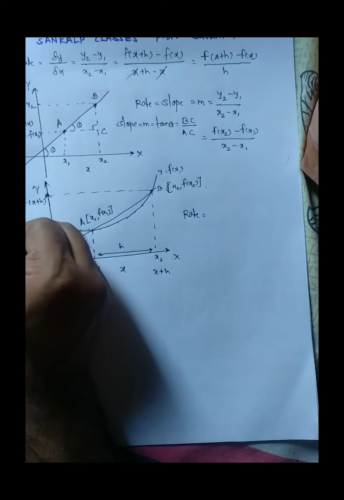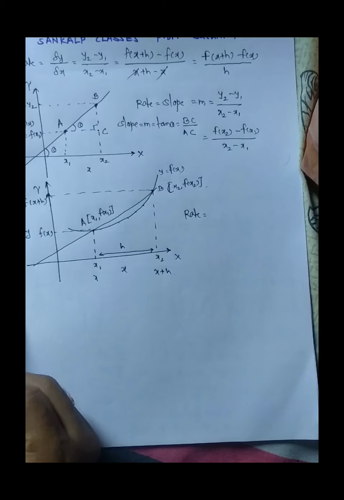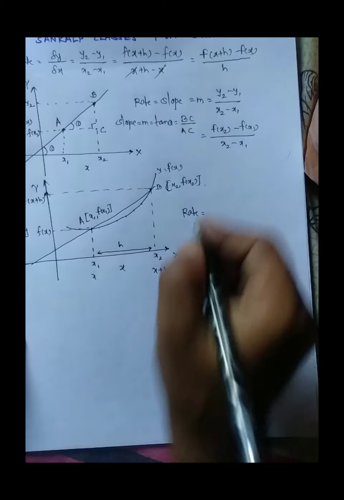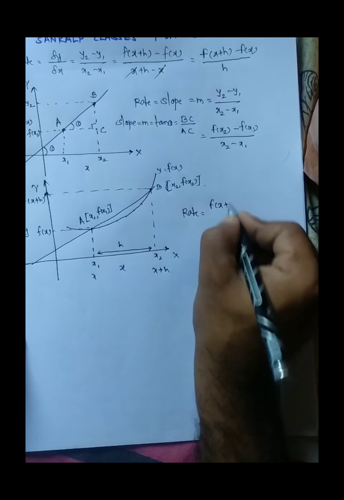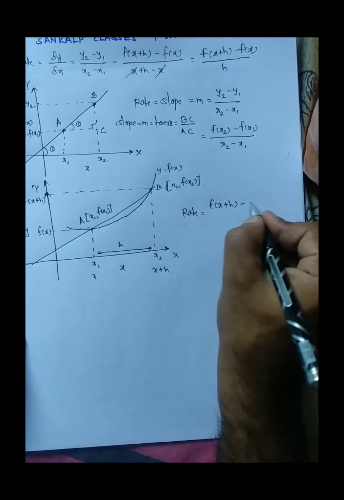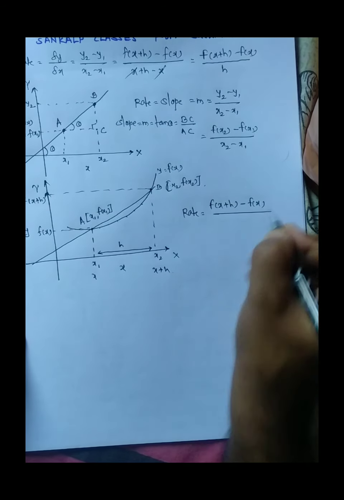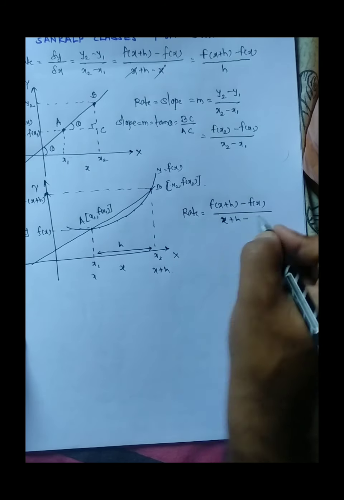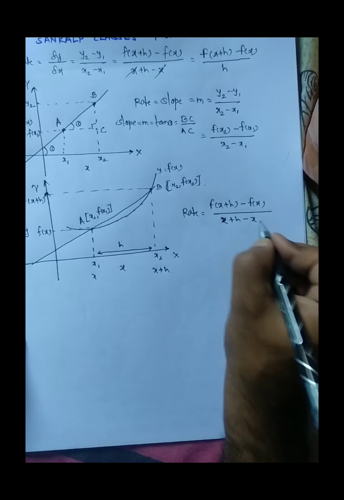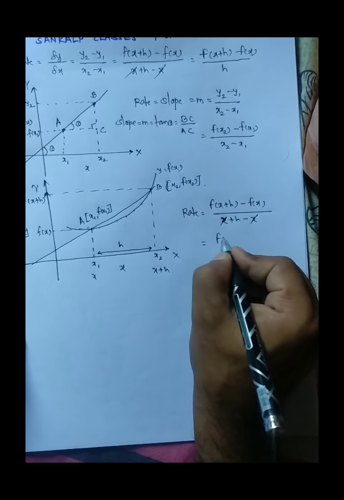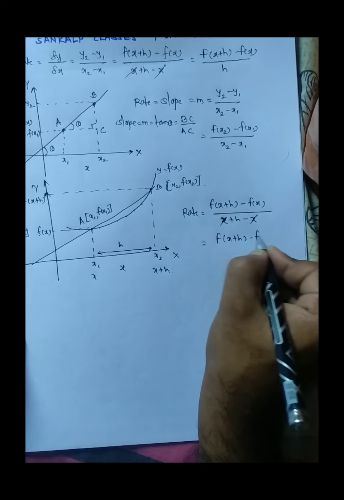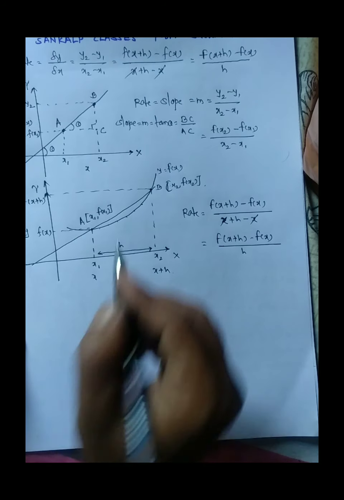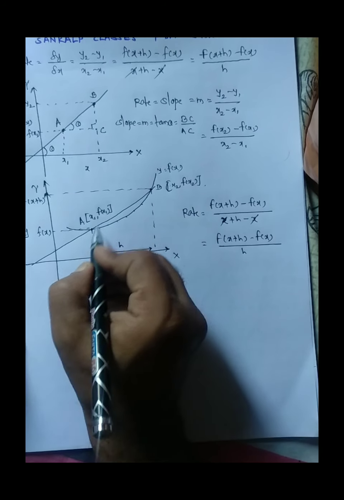Y2 is nothing but f of x plus h, minus y1 which is f of x, divided by x2 minus x1, where x2 is equal to x plus h and x1 is equal to x. The x will be cancelled here, and you will get f of x plus h minus f of x divided by h. But here we want to find the rate of change at point A.